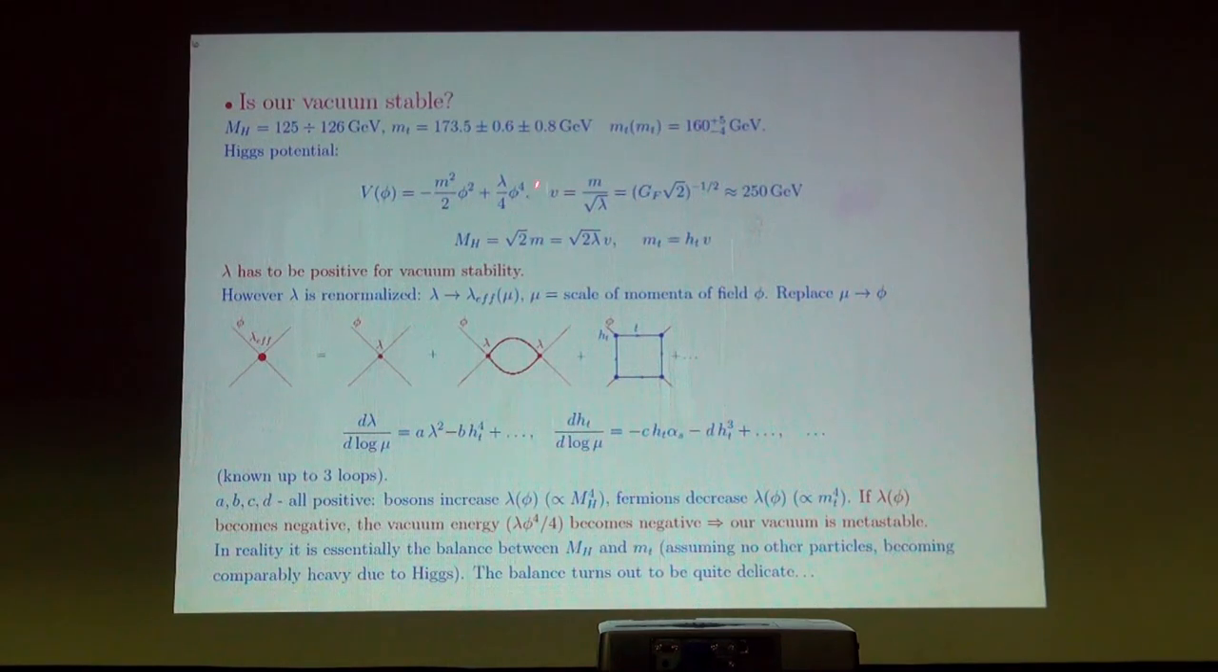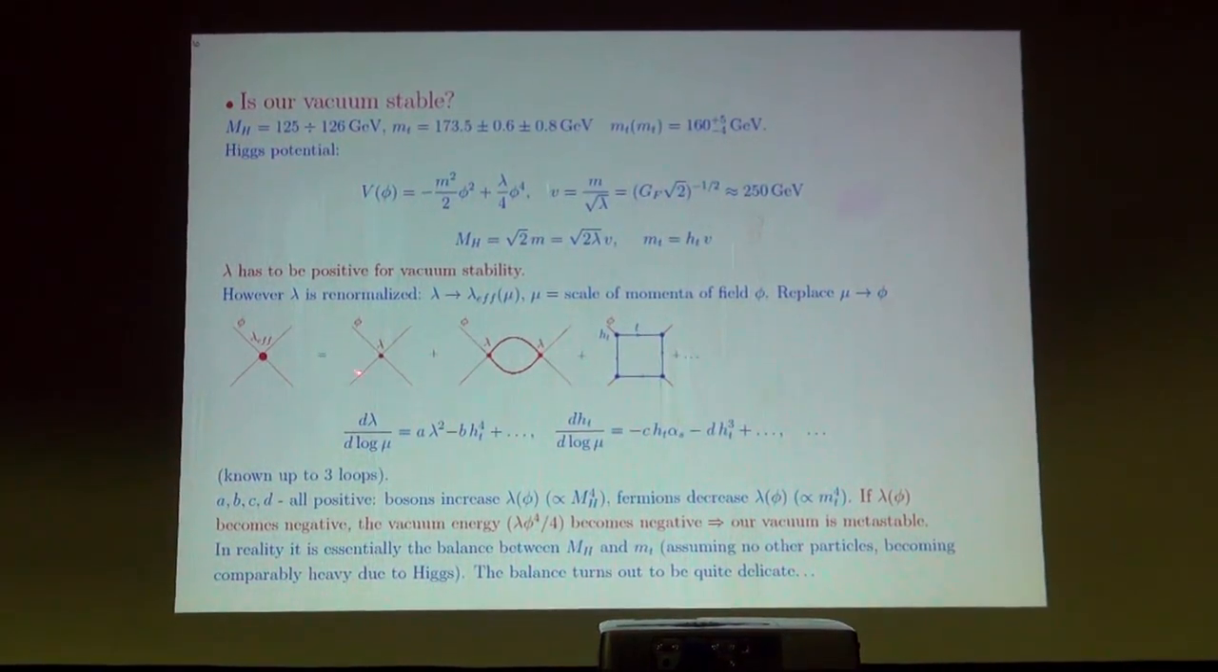However, understanding the stability requires considering the field phi to take large values, arbitrarily large, and at large values of the field phi, the relevant momentum becomes of order of the field phi. So the distances are short, and therefore the lambda that is effective at those distances is different from the lambda which determines the Higgs mass, but it is related. Now, why is it different, and what is the relation?